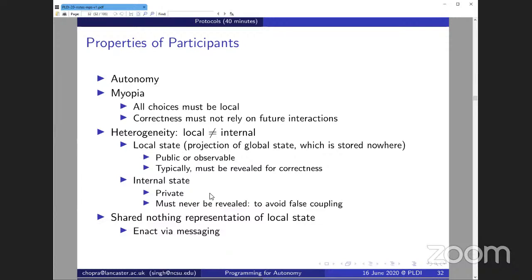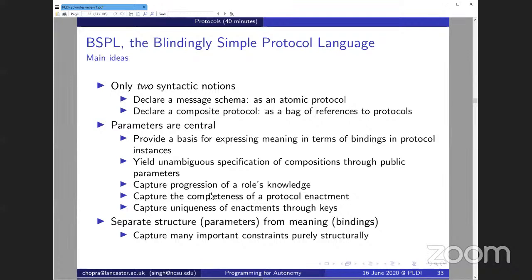So I'll introduce this language. This is a wordy slide. I'm not going to go over it in detail. But essentially what we're talking about is a protocol language. We call it blindingly simple because it has hardly any syntactic constructs. It doesn't have any control constructs at all. It just has the notion of a message schema, which is an atomic protocol. And then the idea that you can compose protocols into protocols. So that's all that's going on. And the information is expressed through parameters, but I'll illustrate that more effectively with examples.